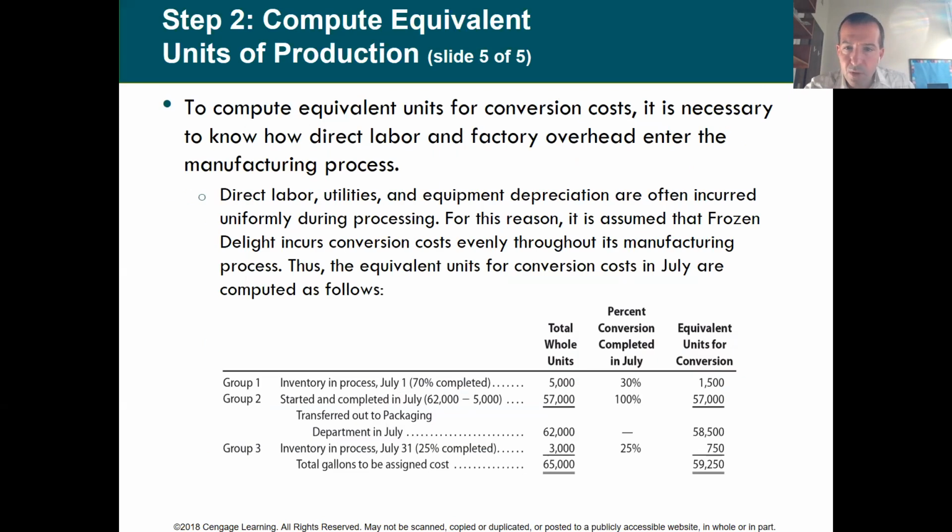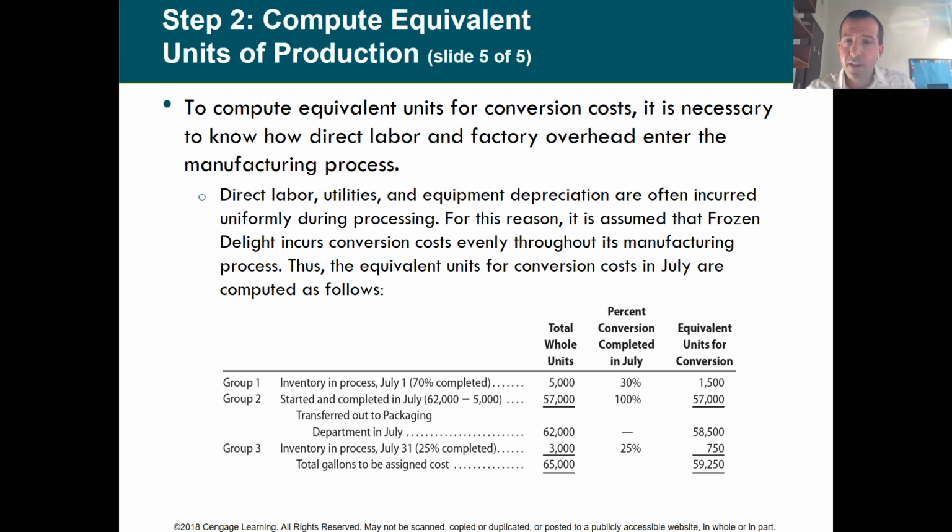On the conversion side, conversion again is labor and overhead, right? In the beginning balance, 70% was completed as of July 1st, meaning 70% of the equivalent units were recognized as cost back in June. So 3,500 of the 5,000 units have already absorbed the cost. We don't need to assign cost to those. What we need to assign cost to is the 30% that were completed in July. So that comes out to 1,500 units.